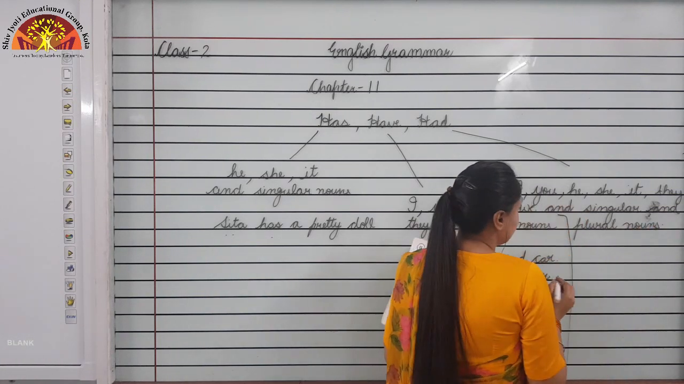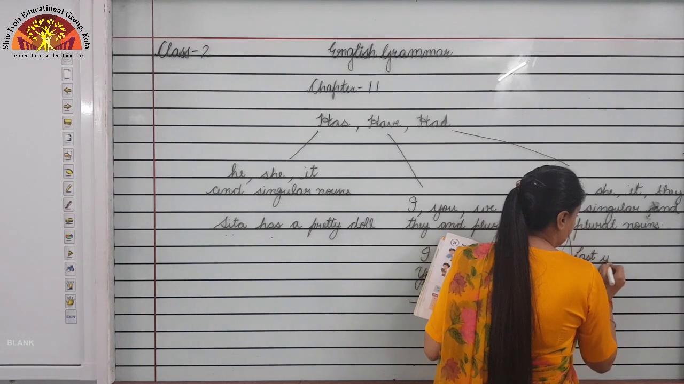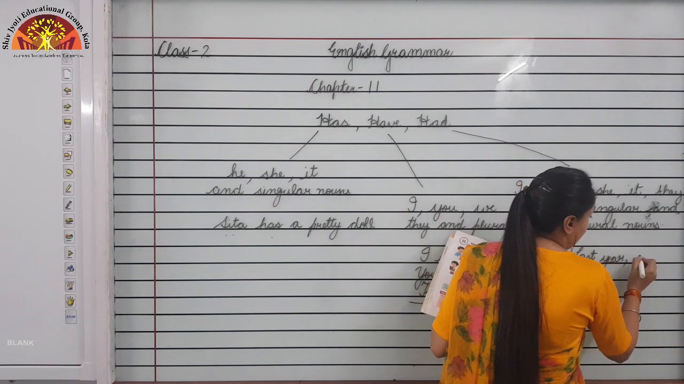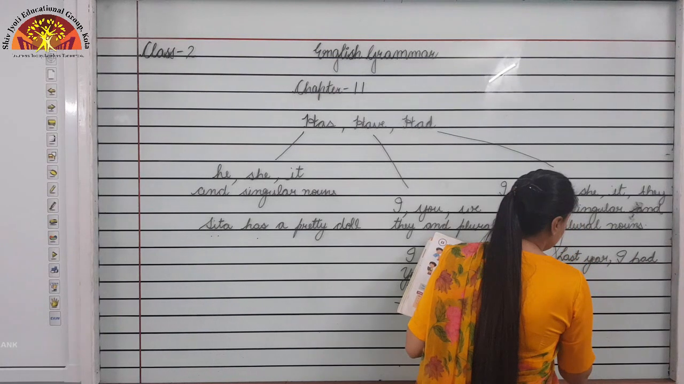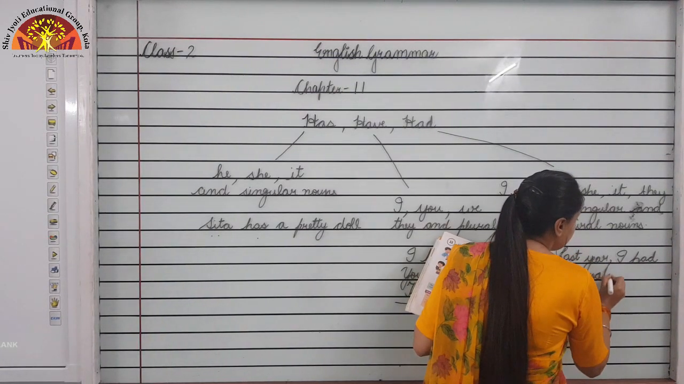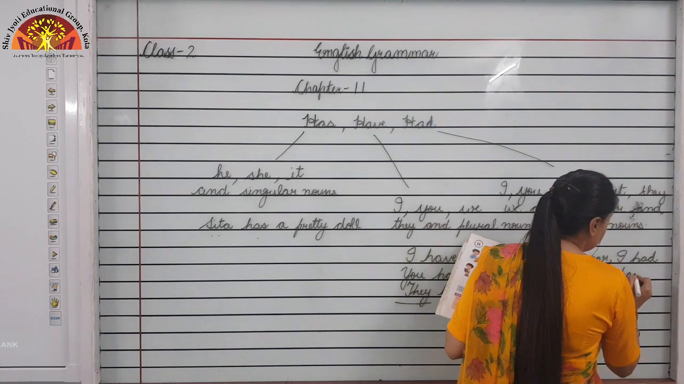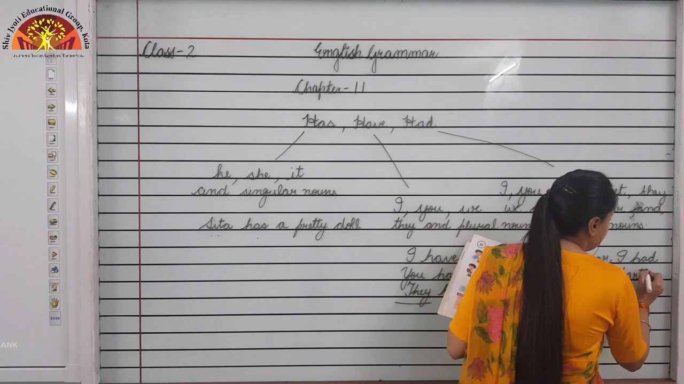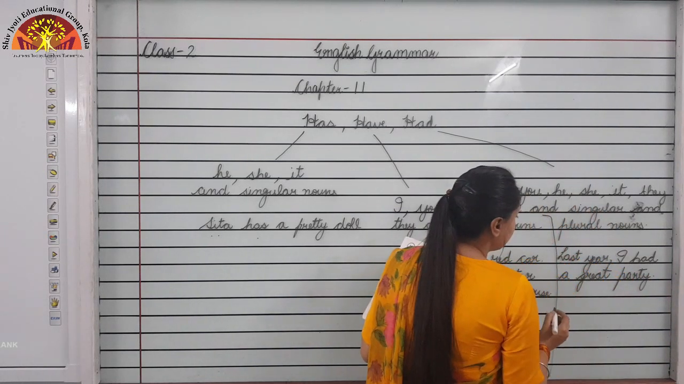Let us see one example. Last year I had a great party. So children, here we are using the words last year. This tells us that had is used for past tense. Okay. Let us see one more example.